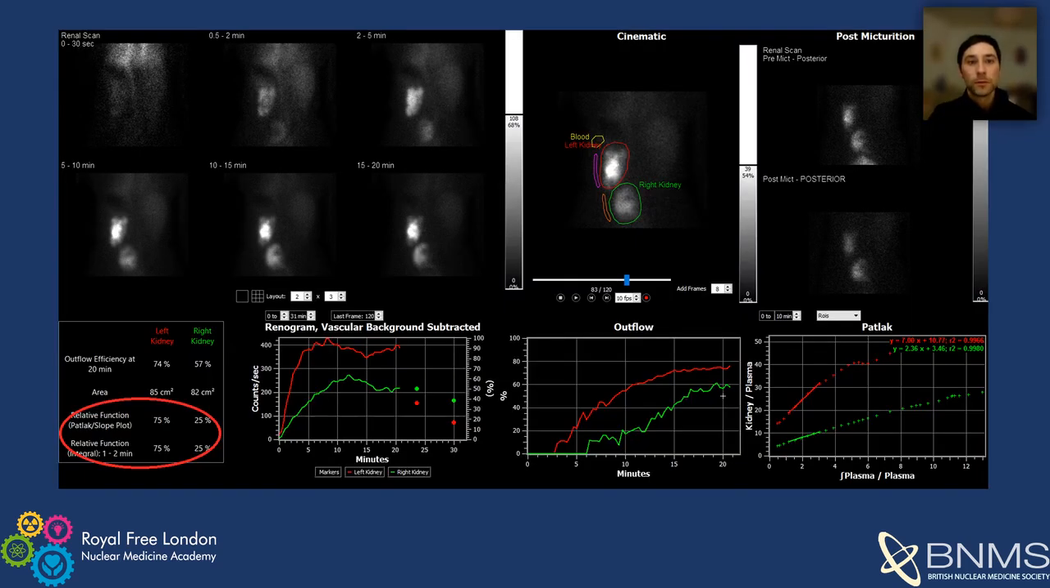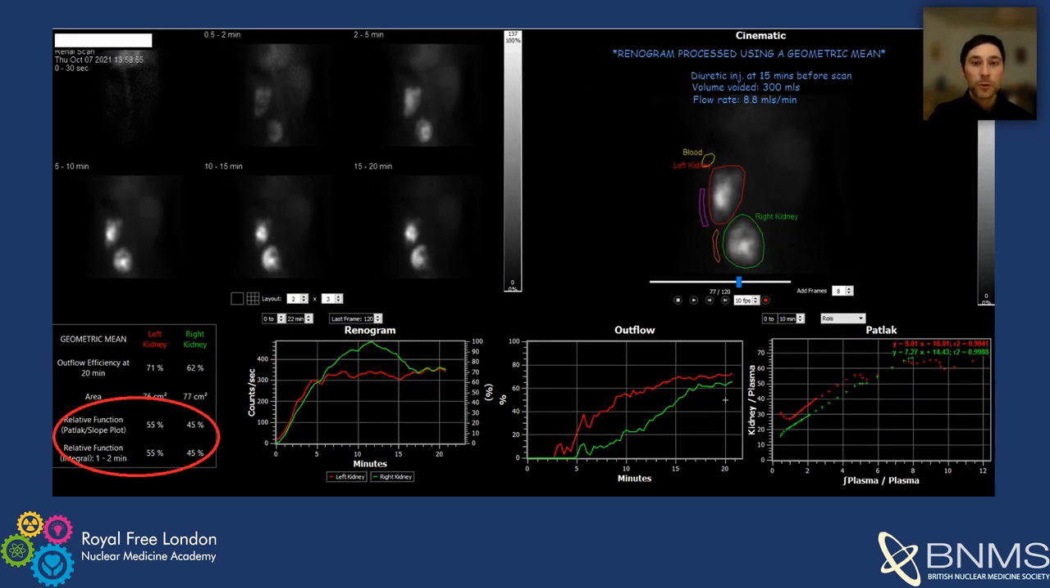Here in this example, the patient had a pelvic kidney lying more anteriorly in the body. In this display, only the posterior images were used for conventional processing. Note the markedly different relative function between the two kidneys. This is the same renogram reprocessed using anterior and posterior images for the geometric mean. The relative function is now within normal range.